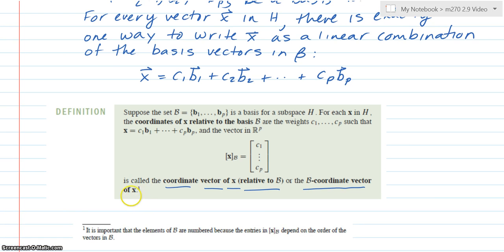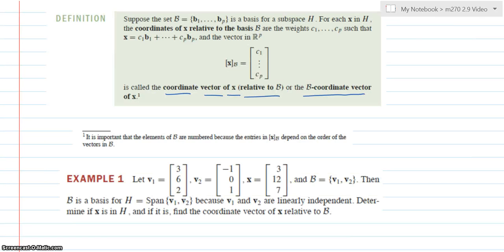And there's a little note in the book. Number 1, it says it's important that the elements of beta are numbered, because the entries in this coordinate vector of X relative to B depend on the order of the vectors in B. So let's look at example 1.